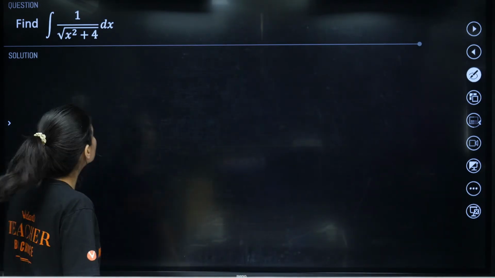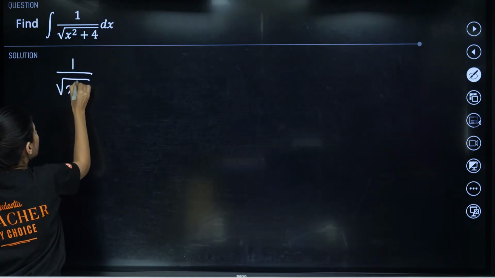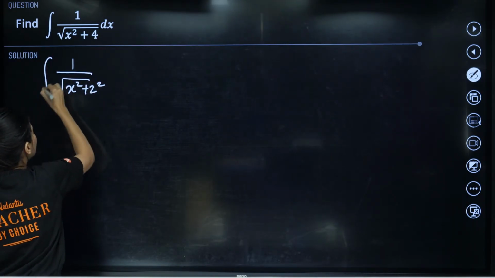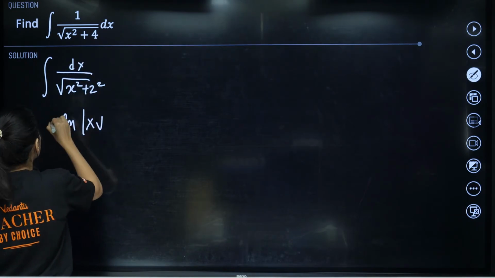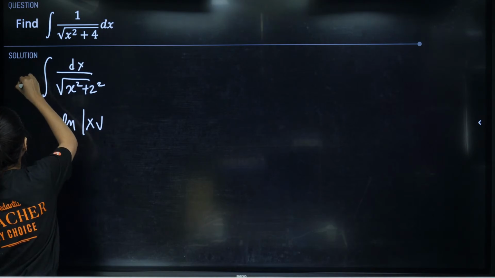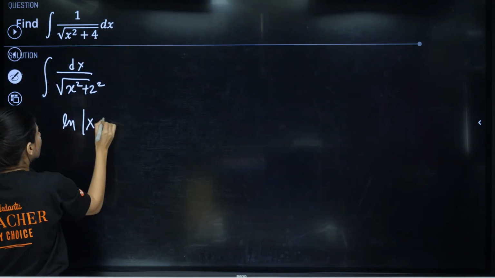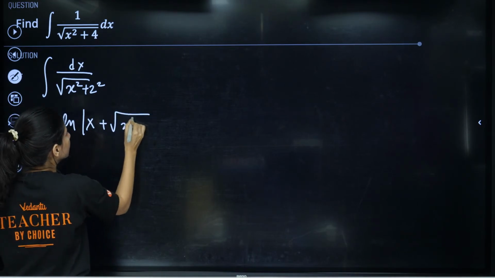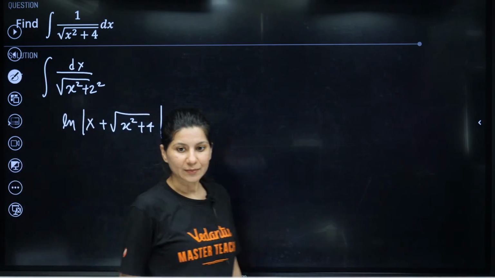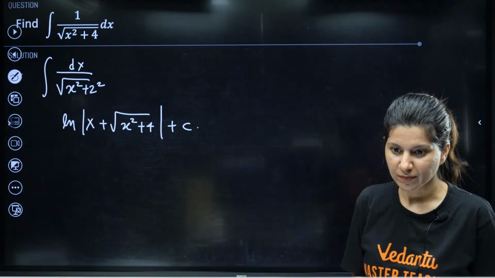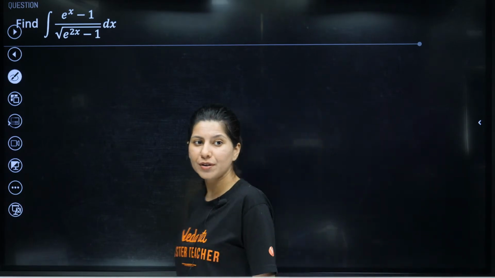1 upon square root of x square plus 2 square. Very easy. We remember the formula: log of mod of x plus square root of x square plus 2 square. That's it. This is the final answer. Okay, next question on your screen.